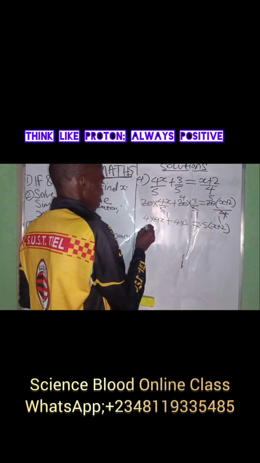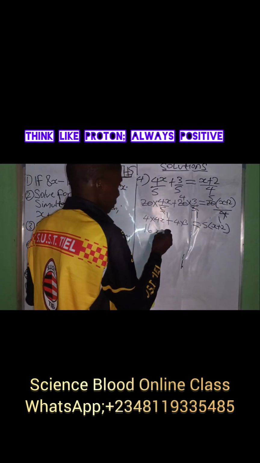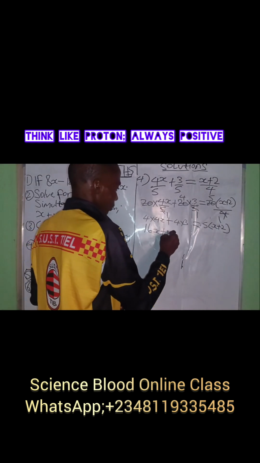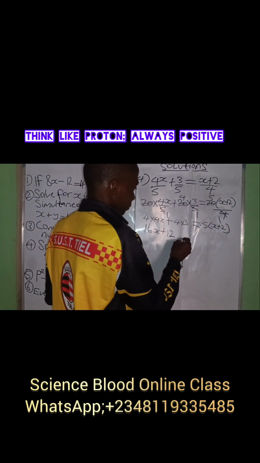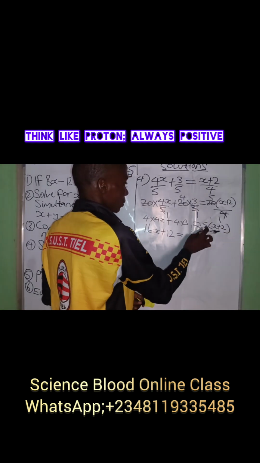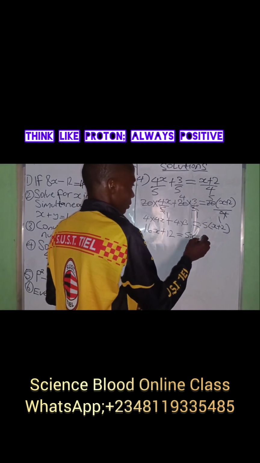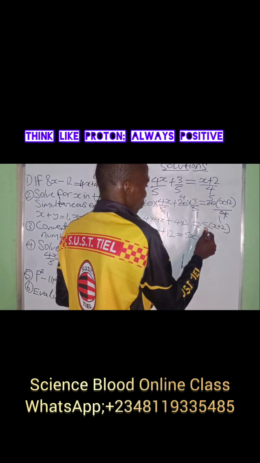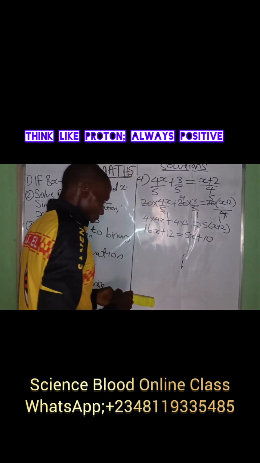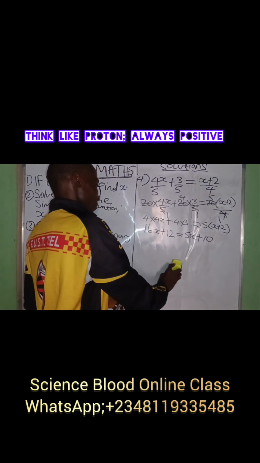4 times 4x will give us 16x, plus 4 times 3 will give us 12, equals, here on the right hand side, 5 times x is 5x, and 5 times 2 will give us 10. Now, at this level, what are we going to do?